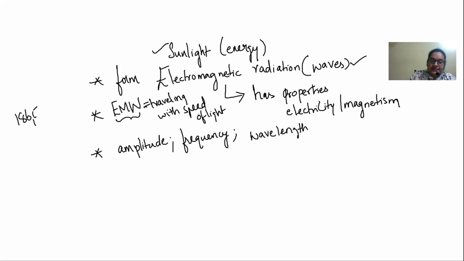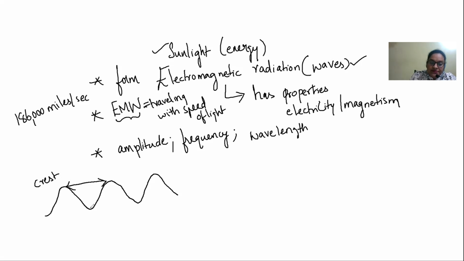It's going to be 186,000 miles per second. This is the speed of light, and your electromagnetic waves or radiations are traveling at the same speed. Okay, and when we consider any particular wave, we see that there is going to be a crest and a trough. Okay, so the elevations and the depressions. This is going to be the crest, and this is going to be a trough. Okay, so the distance between the two crests is what we are going to call your wavelength, which is measured in lambdas, the unit.